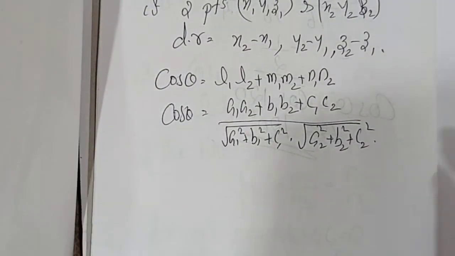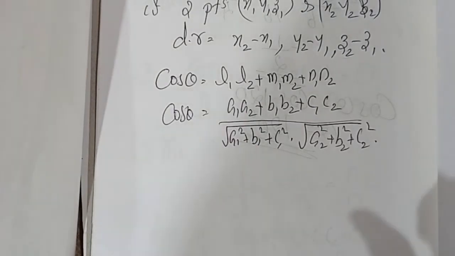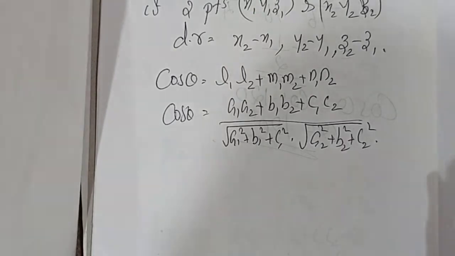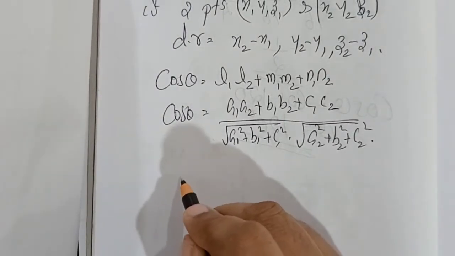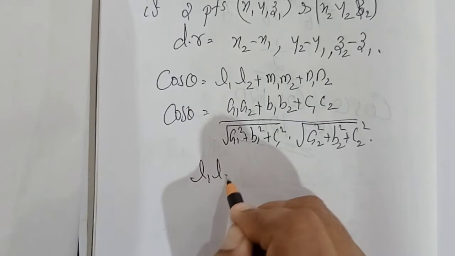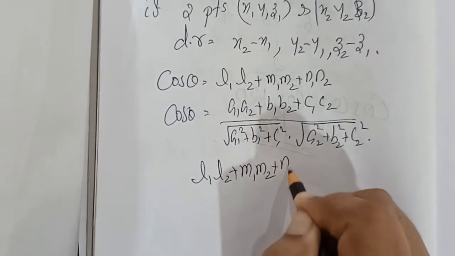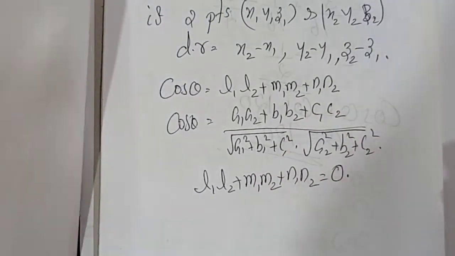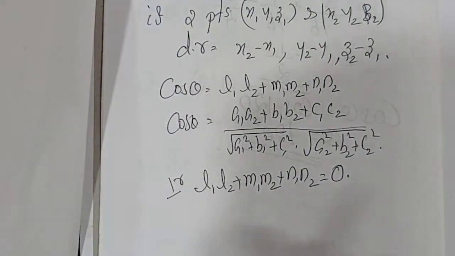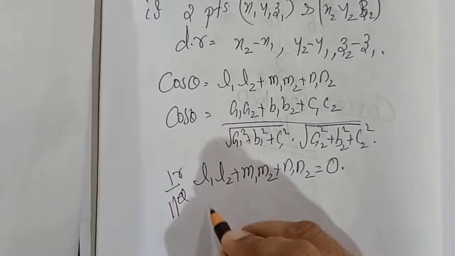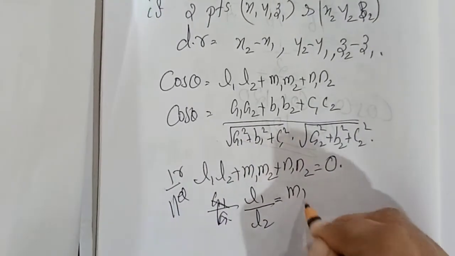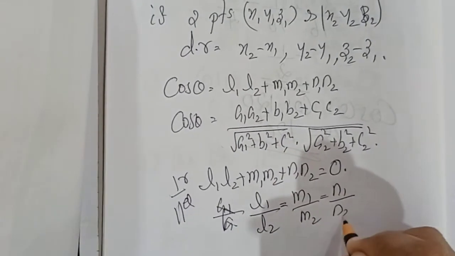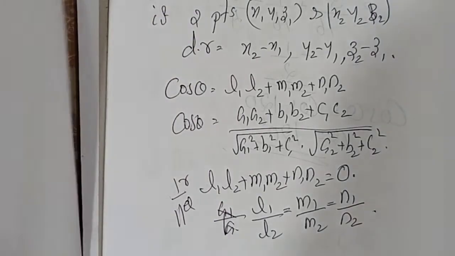Then the last topic I told you about, how can you prove that two lines are perpendicular or two lines are parallel? For two lines to be perpendicular, the condition is L1 L2 plus M1 M2 plus N1 N2 is equal to 0. Parallel means A1 by A2, or you can write L1 by L2, equal to M1 by M2 equal to N1 by N2. Okay, now we can do some problems relating to that.